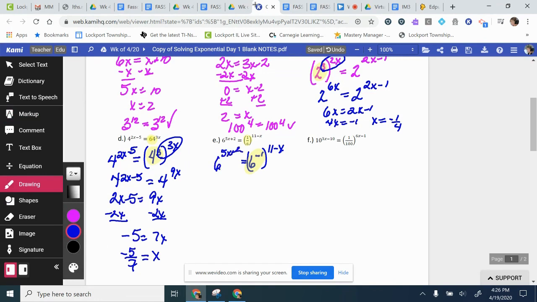Now I have equal powers, but not yet the same base, so I want to use my properties of exponents first to get 6 to the 5x plus 2 is equal to 6 to the negative 11 plus x. Now we can set the exponents equal to each other and solve for x.